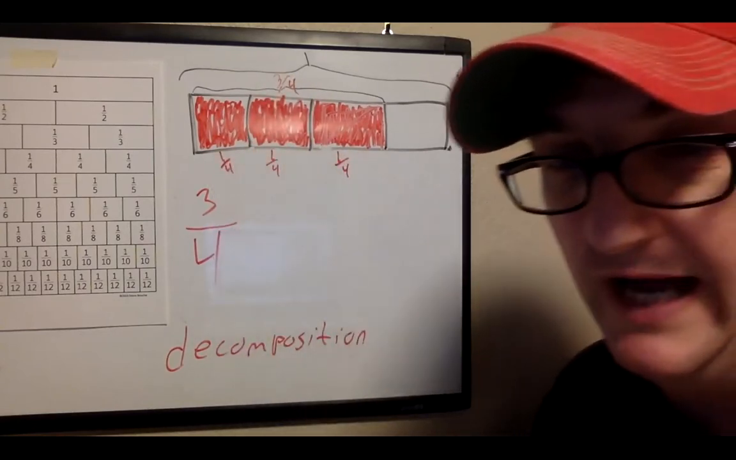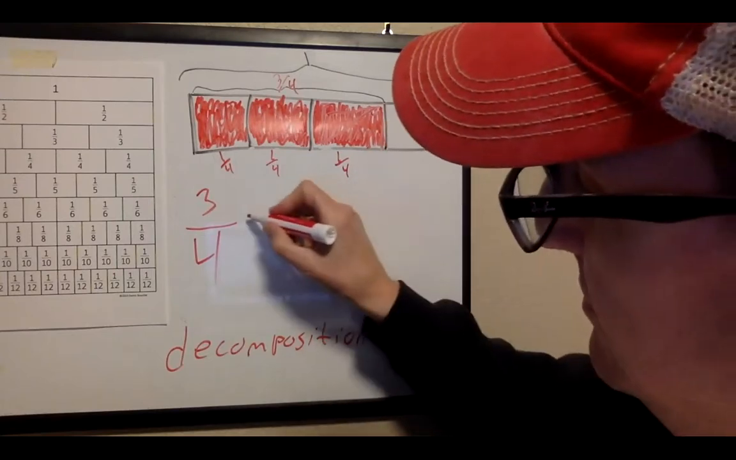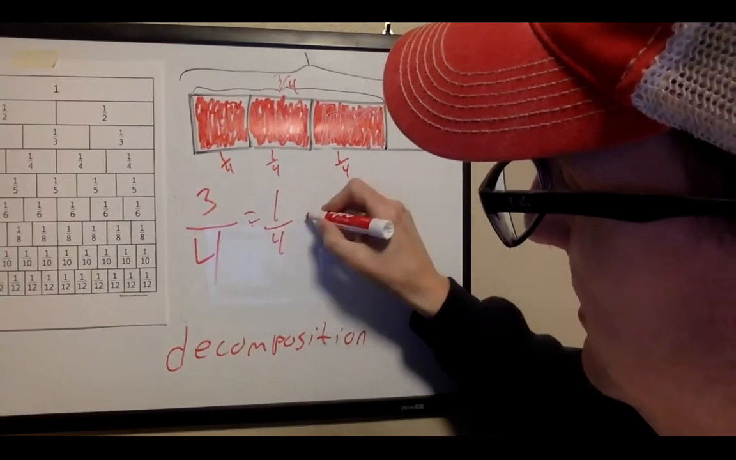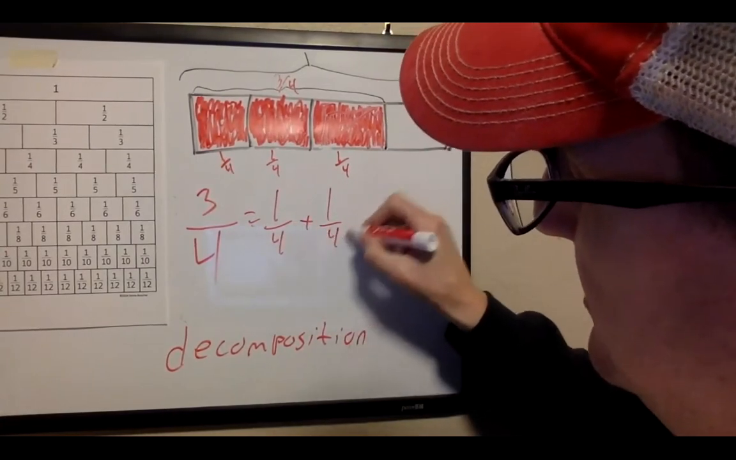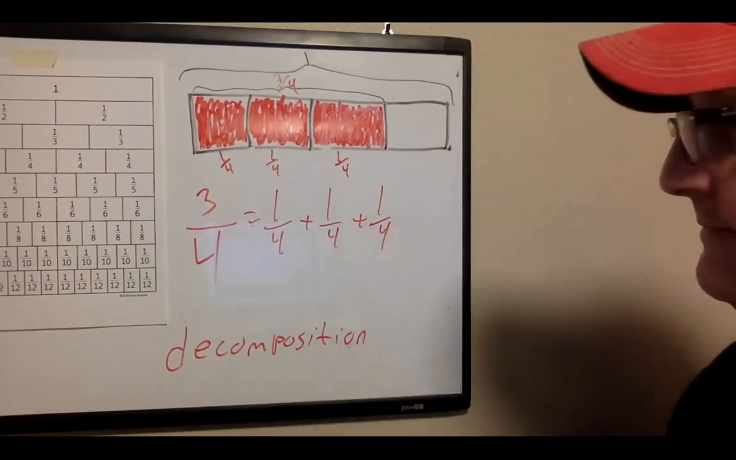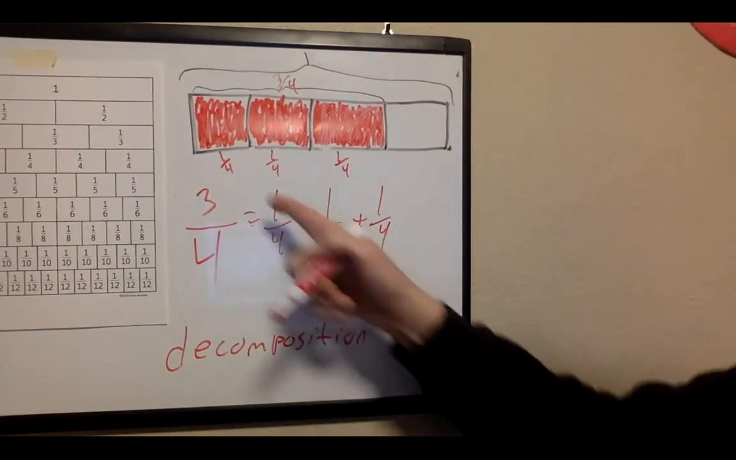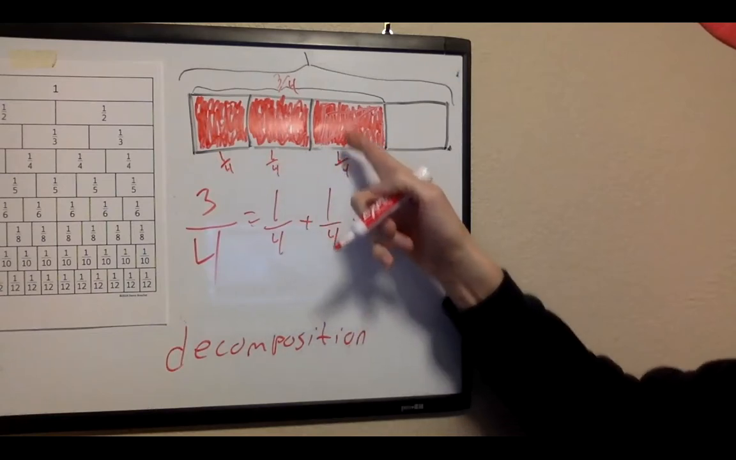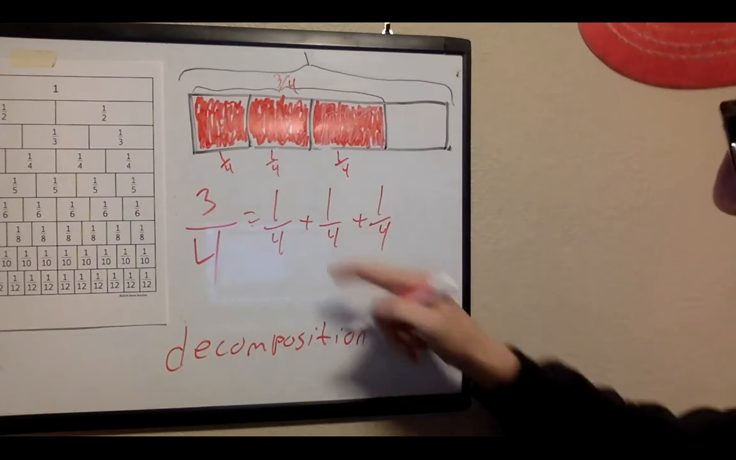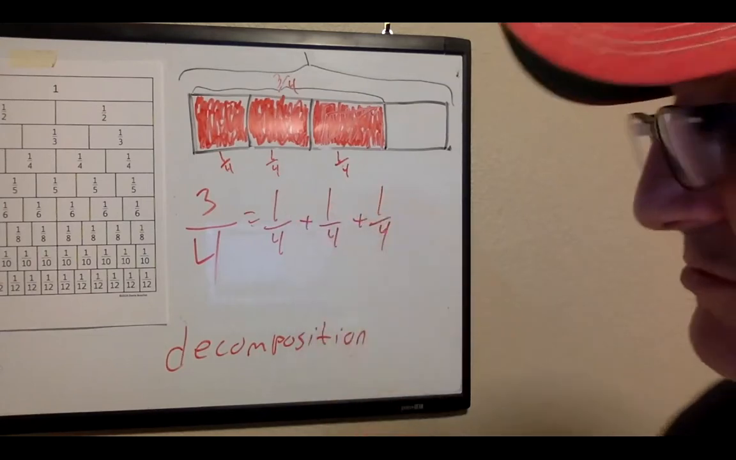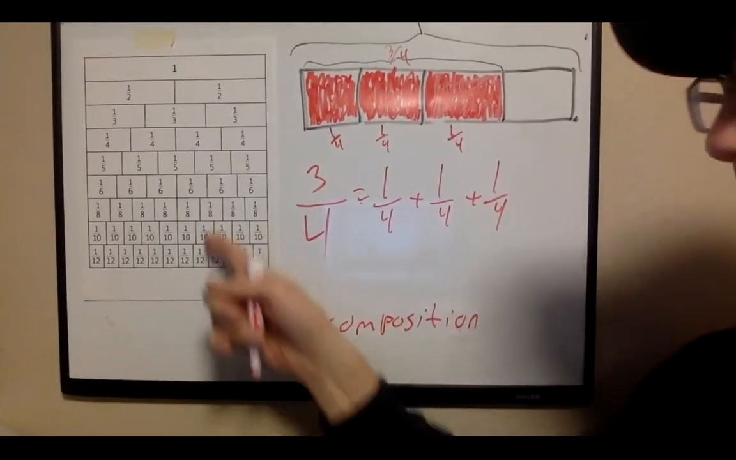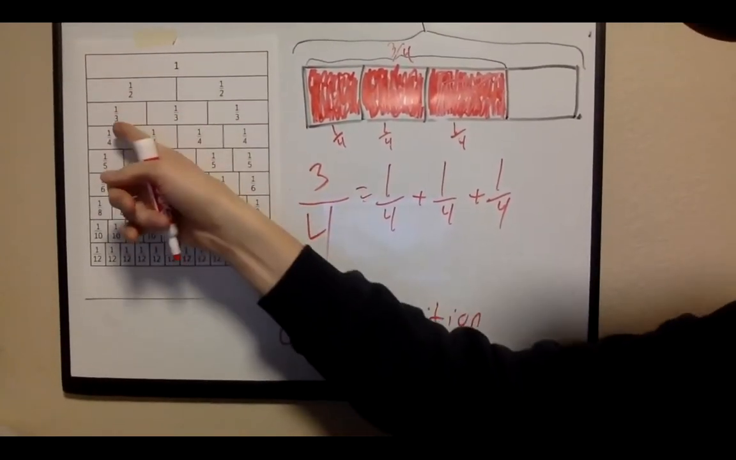And we can show that with an addition sentence. Like just doing this, we could say that 3/4 equals 1/4 plus 1/4 plus 1/4, right? If we take 1/4 and 1/4 and 1/4 and put them all together, that makes 3/4. And now these fractions here, you notice they all have numerators of 1, just like all the fractions on this page here.